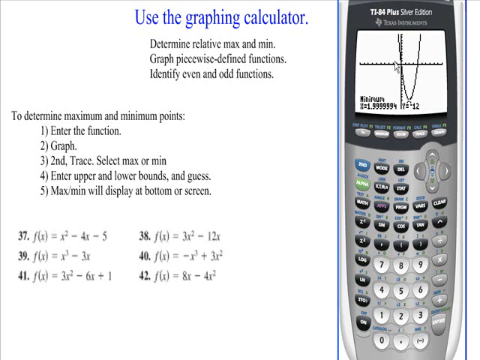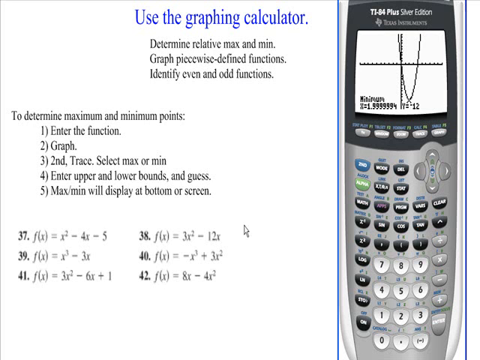Now remember what that tells us though about the minimum point. The minimum function value is the output value, so we would say the minimum value of this function is negative 12. It occurs when x is 2, but the minimum is negative 12. Okay?